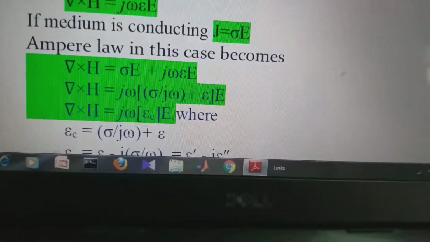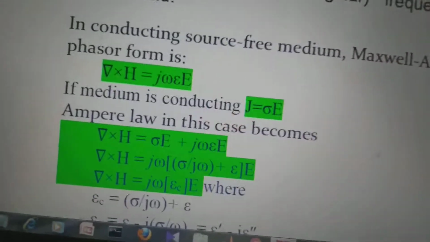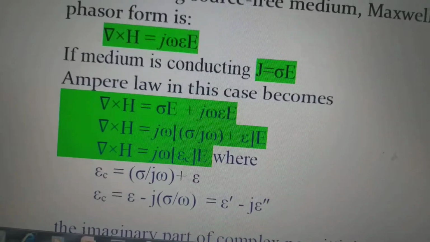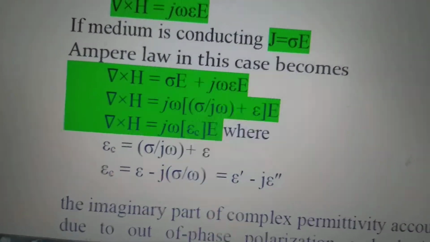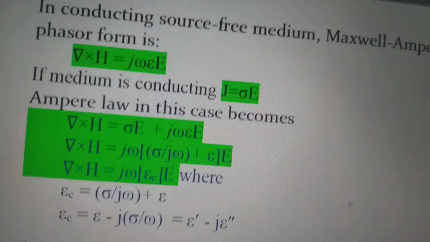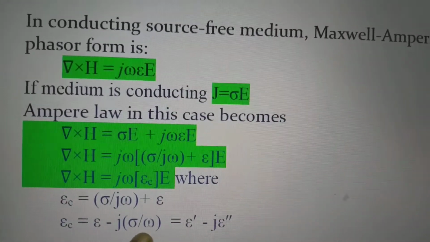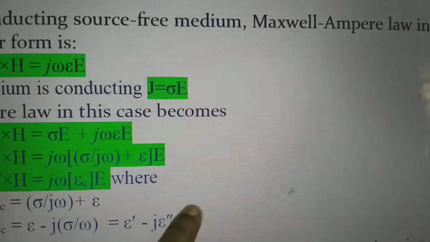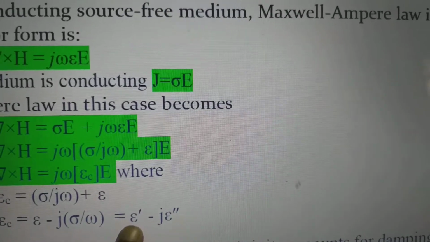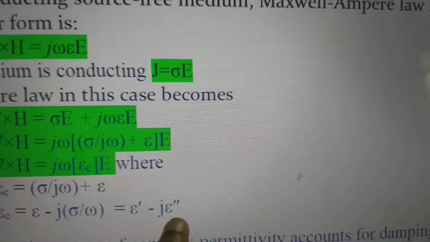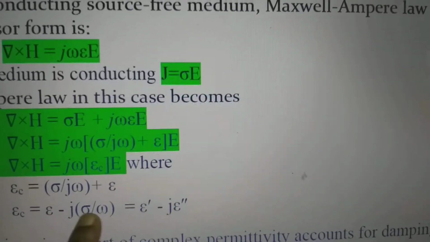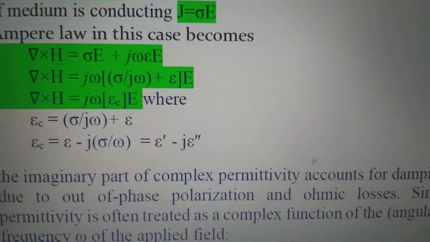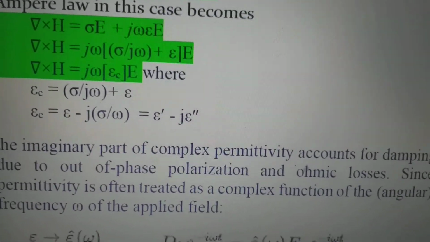So the complex permittivity epsilon C is equal to epsilon plus sigma by j omega. Since 1 by j is equal to minus j, epsilon C is equal to epsilon minus j sigma by omega. That is equal to epsilon dash minus j epsilon double dash. Epsilon dash is the real part, which is equal to epsilon. Epsilon double dash is the imaginary part, which is equal to sigma by omega. The imaginary part accounts for damping also.